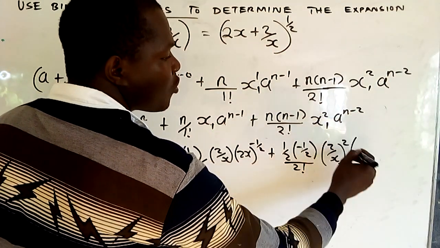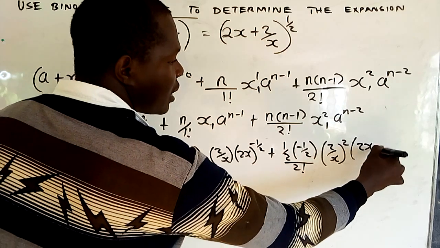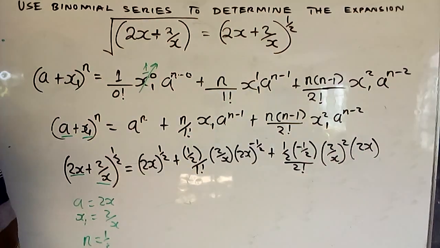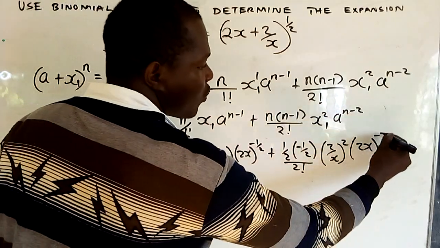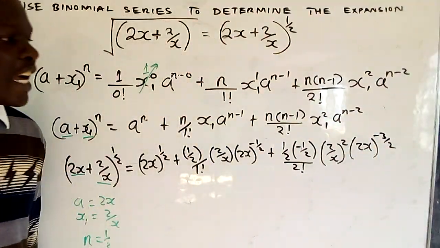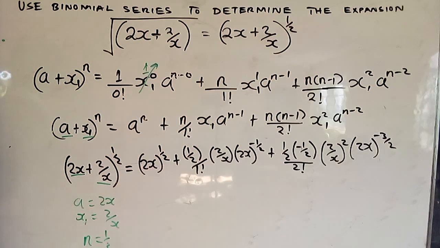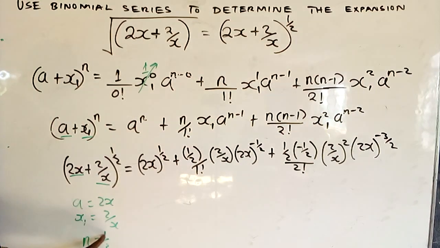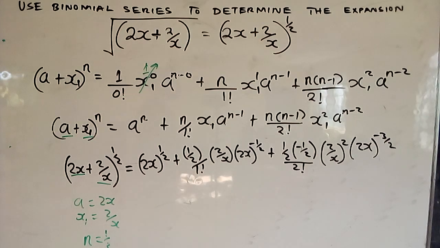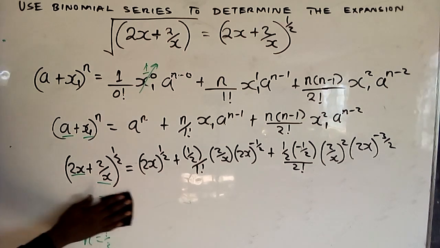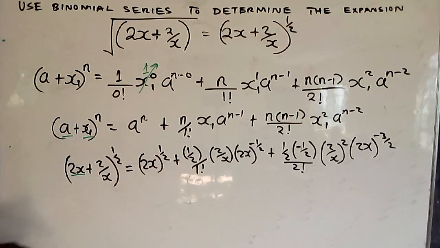Then you have a raised to power n minus 2. A is 2x, isn't it? Yes. And it is raised to power n minus 2. N is a half. A half minus 2, you get negative 3 over 2. Are we together there? Yes. So the next thing we do is to simplify, isn't it? Can we now simplify? Start.